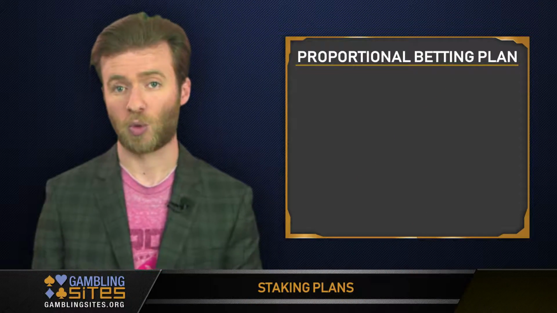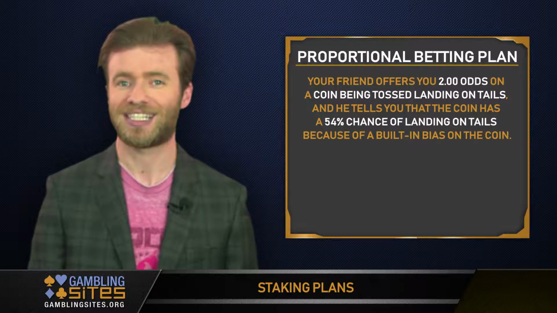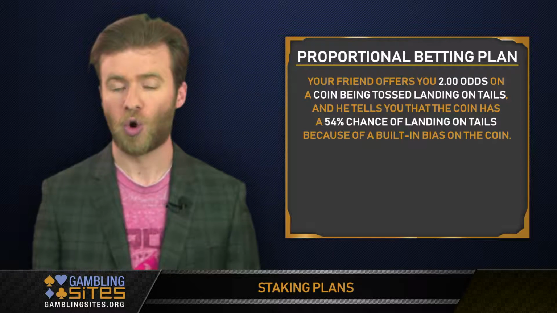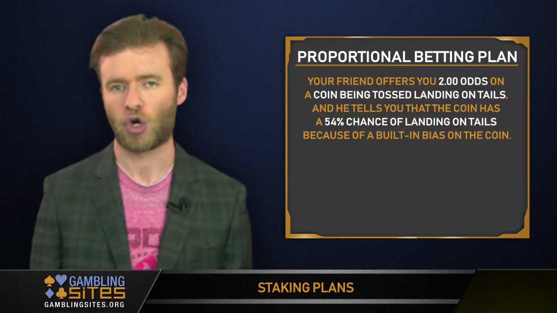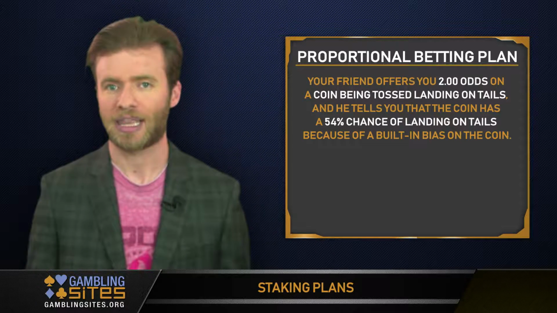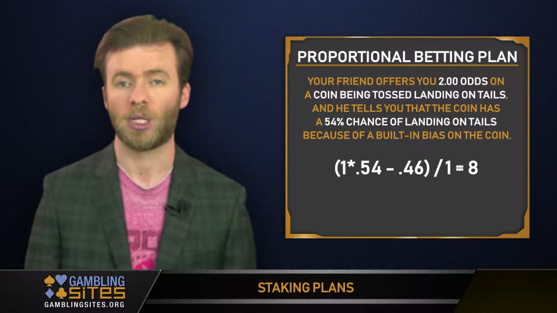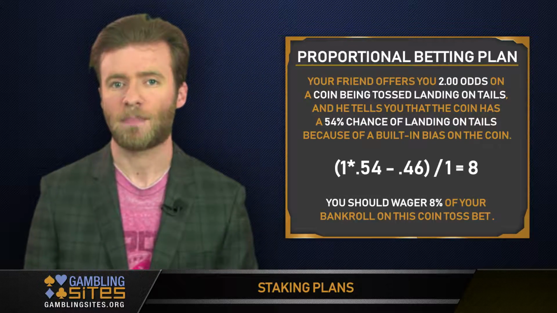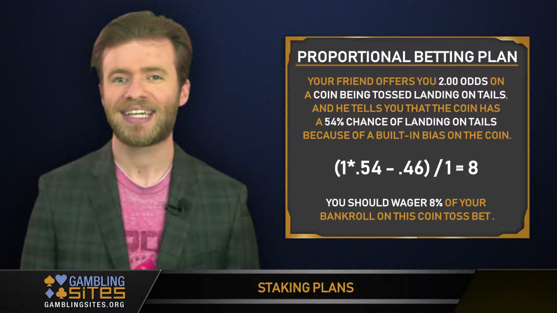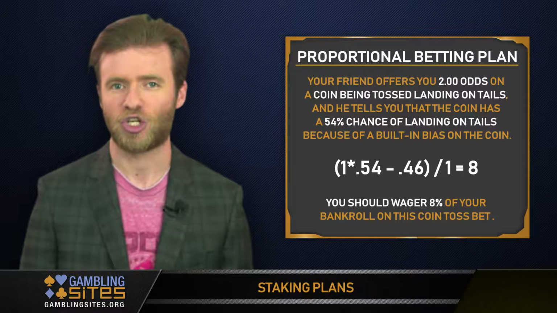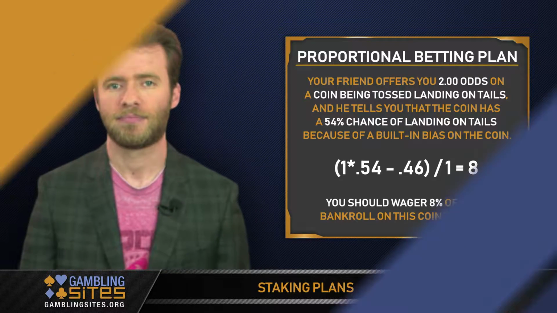Here's an example using actual numbers. Let's say your friend offers you 2.0 odds on a coin being tossed landing on tails, and he tells you the coin has a 54% chance of landing on tails because of a built-in bias in the coin. Your Kelly formula would look like this and would give you a result of 8. That means that using the Kelly formula, you should wager 8% of your bankroll on this coin toss bet. Unlike the other systems that we discussed, the Kelly formula helps factor in your edge in a wager when determining how much you should risk on your next bet.